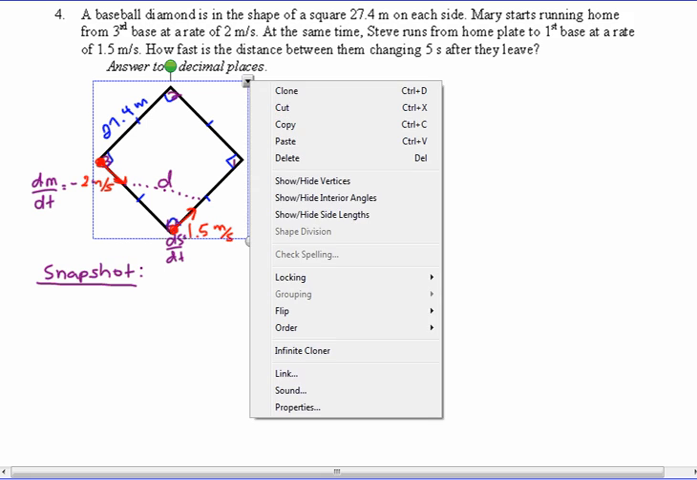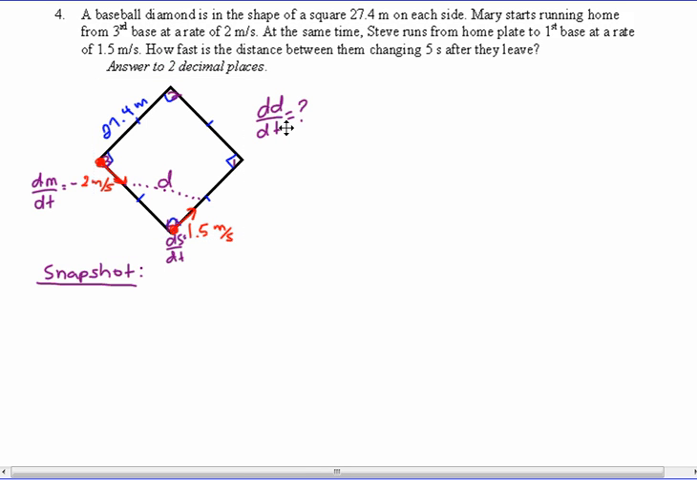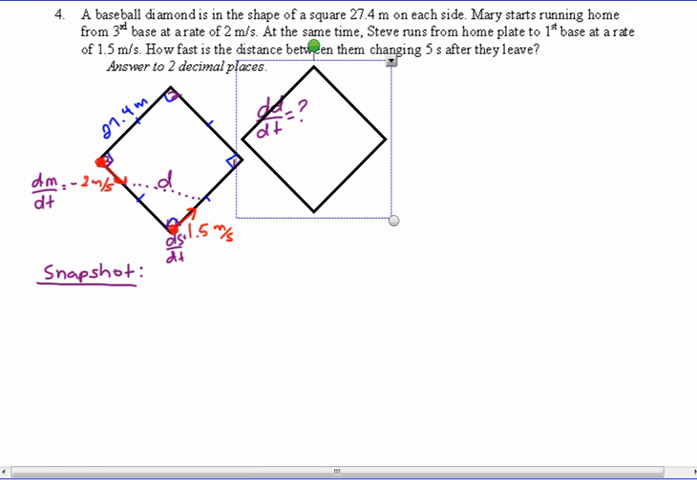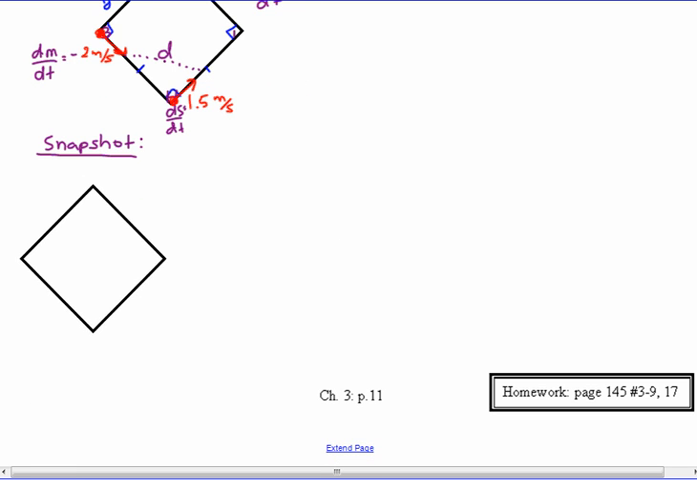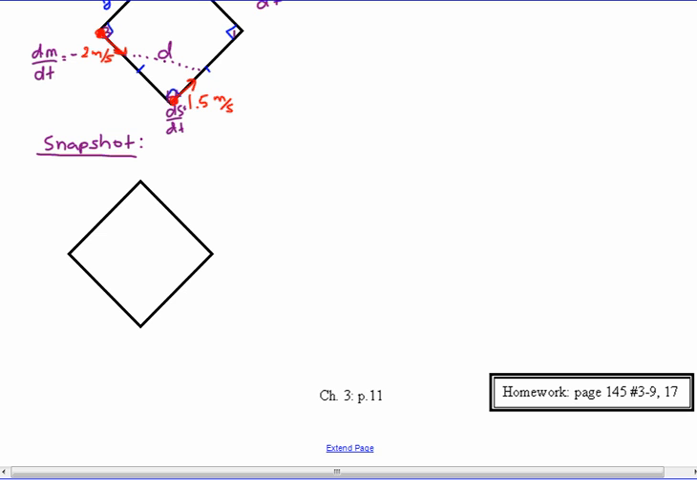Copy. Okay, I need to try. So we're going to do our snapshot. Use like an iPad.